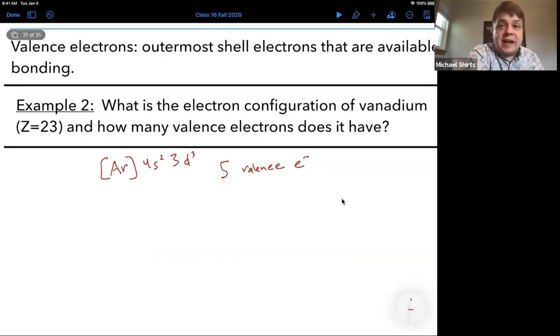Right, and that is the end of this segment. We just covered valence electrons and anomalous electron configurations for transition metals.